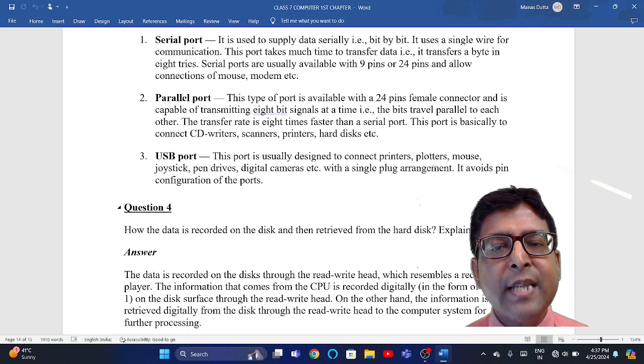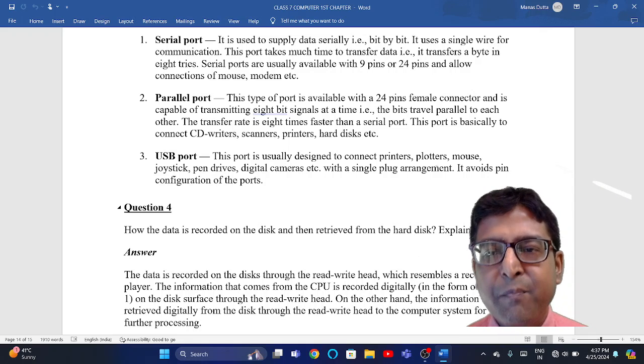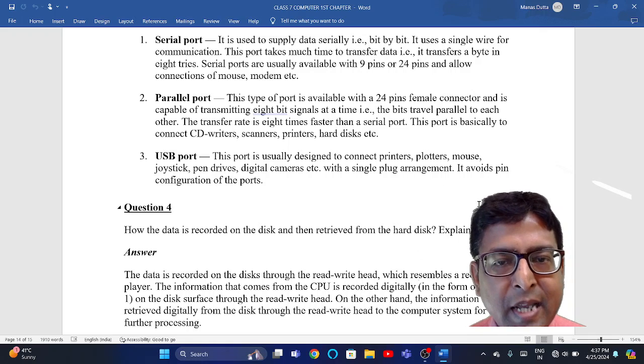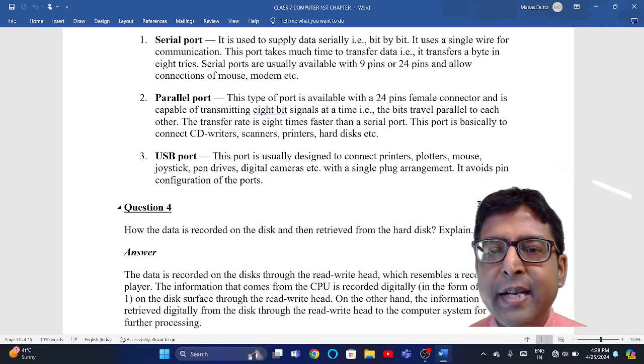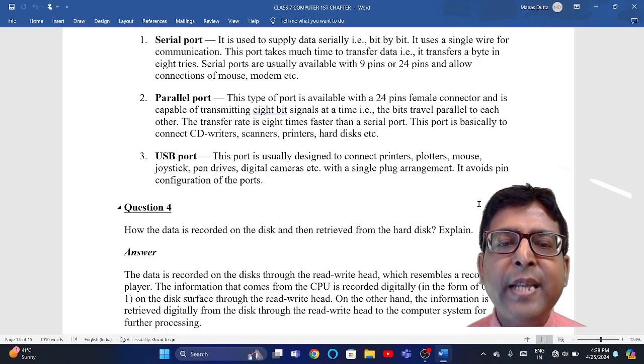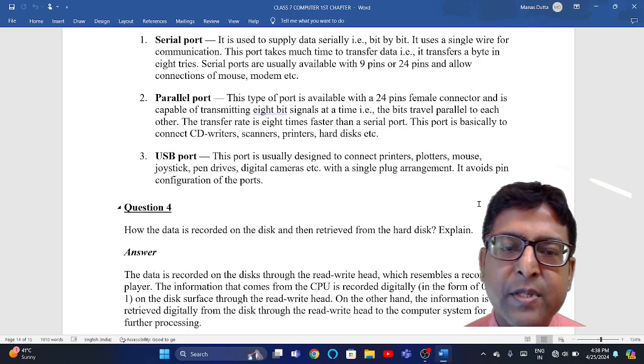Then USB port. This port is usually designed to connect printers, plotters, mouse, joysticks, pen drives, digital cameras, etc. With a single plug arrangement, it avoids pin configuration of the ports.